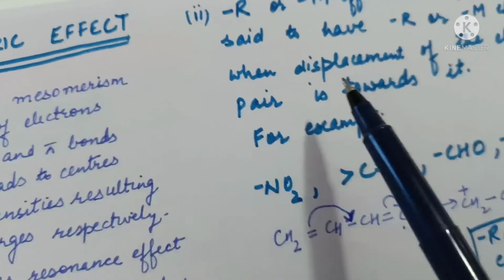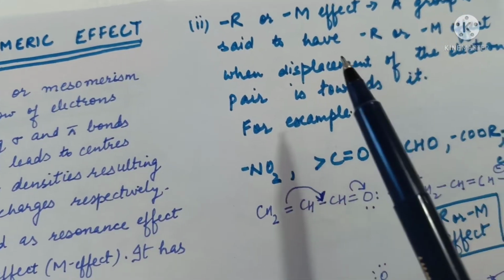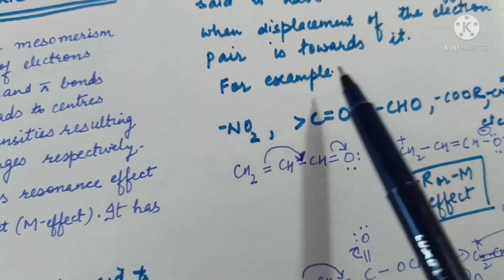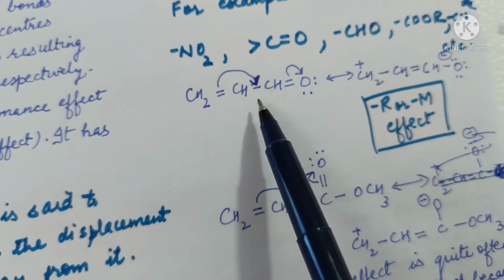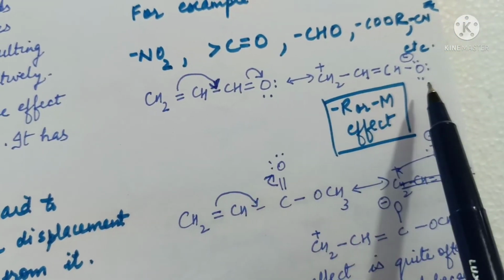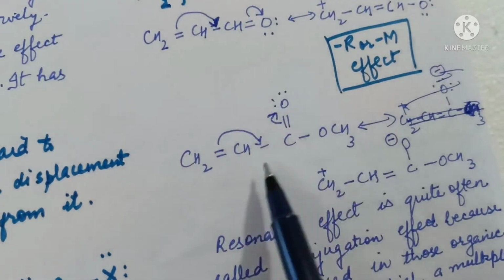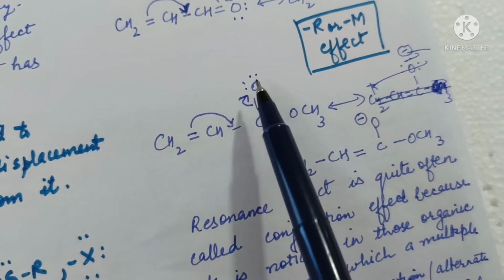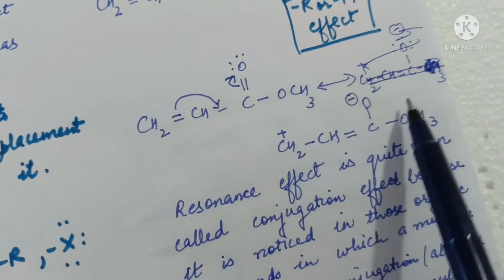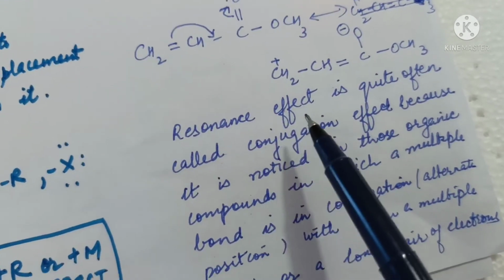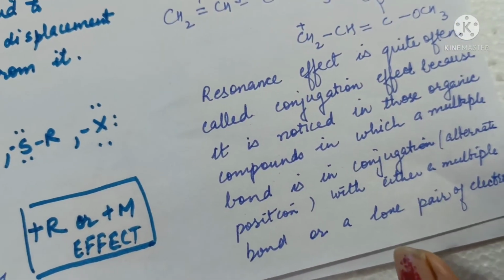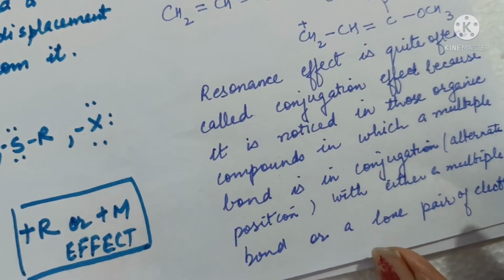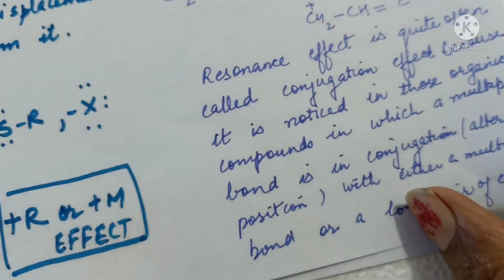Whereas the minus R or minus M effect is observed when displacement of the electron pair is towards the group. For example, oxygen being more electronegative pulls the electrons of the double bonded system towards itself. So this is minus R effect. Similarly, in ester also, electrons move here and these electrons move towards the group. This is minus R effect. So resonance effect is also called conjugation effect because in these compounds a multiple bond is in conjugation with either a multiple bond or a lone pair of electrons.